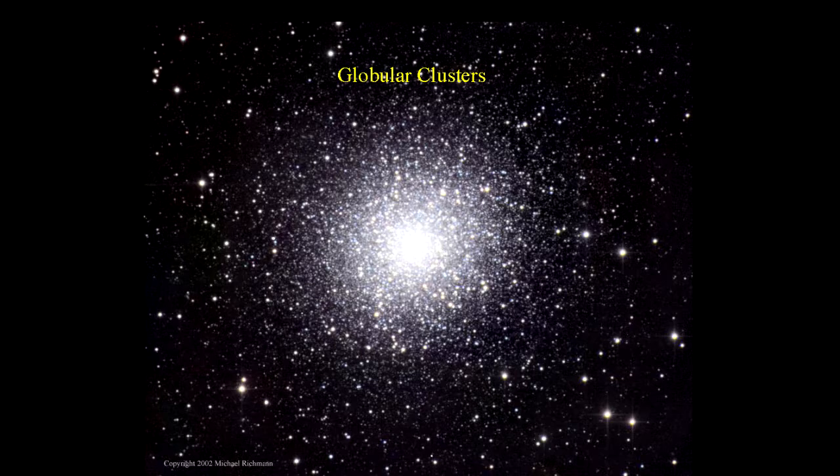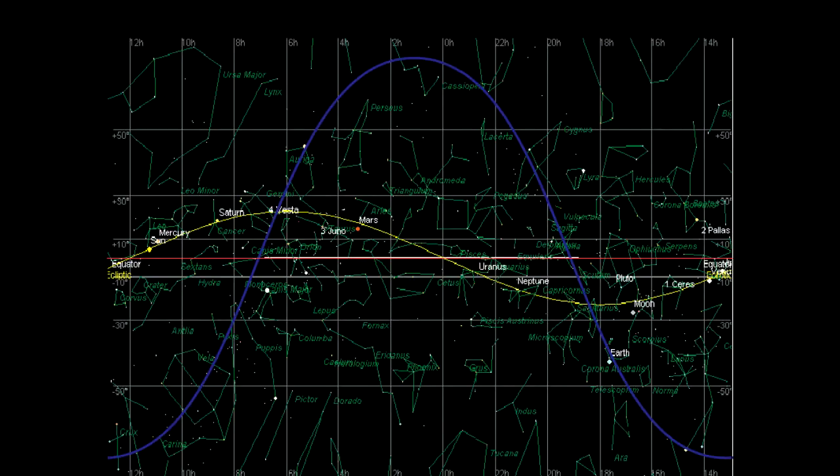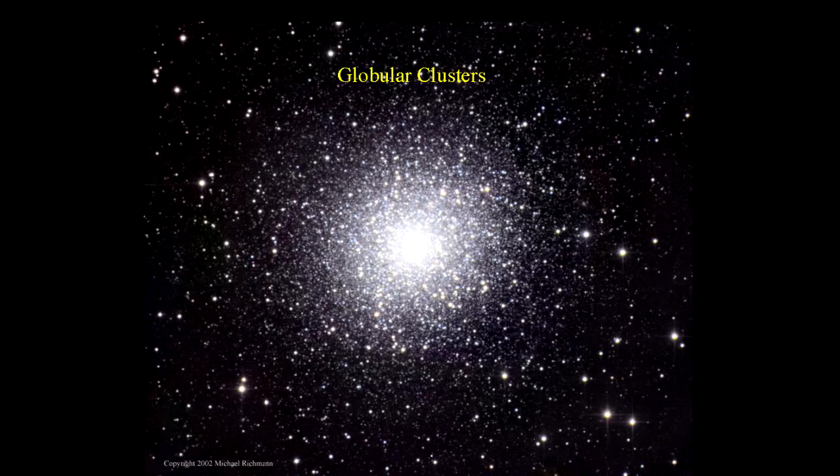I'm going to go now by type of object. So I'm starting with globulars. And globulars are some of the oldest things in the universe. They have, let me go back.